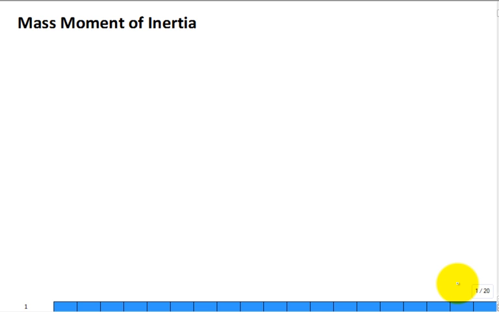So now I'd like to cover the mass moment of inertia. This is a property of an object, just like there are a lot of other properties of objects. The mass moment of inertia has a symbol, cap I. It's the same symbol as the area moment of inertia, isn't it?